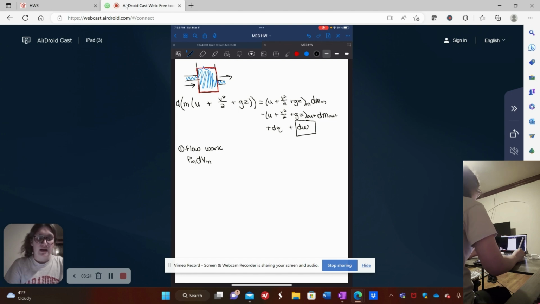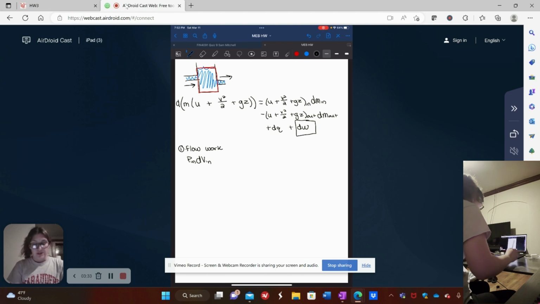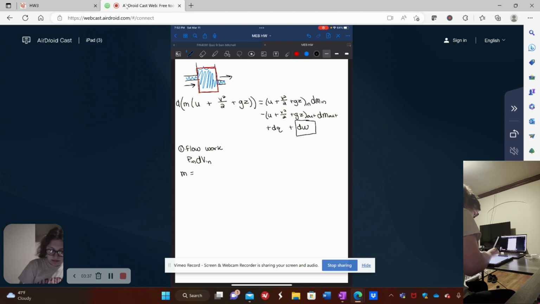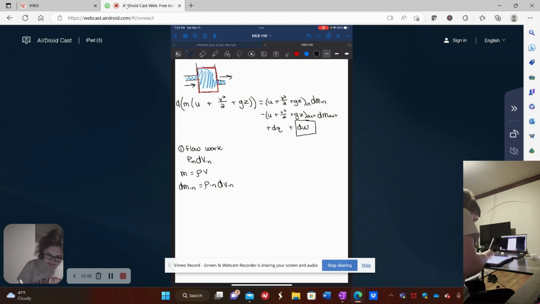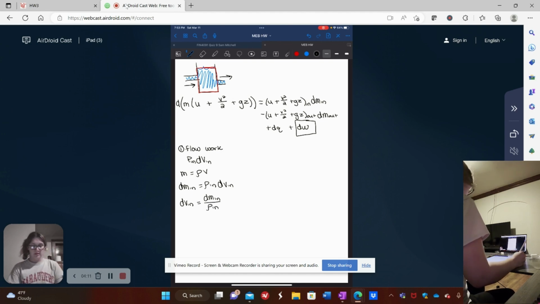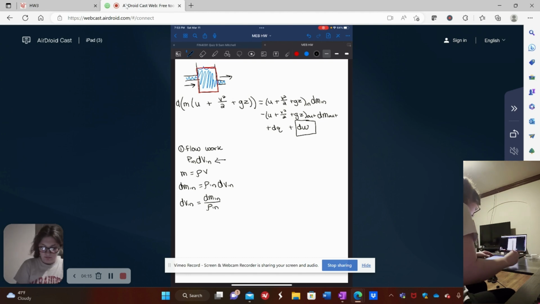Next, we can look at this and see that we have it in terms of volume, while the equation that we were looking at originally is in terms of mass. So we want to be able to switch that over. We can relate that by saying that mass is equal to density times volume. And then we can say the differential change in mass in equals the density in times the differential volume in. And then we just need to rearrange, so we can say that dV in is equal to dm in over density in. And then we can plug this into the equation that we had right here. And so we can say pressure at the inlet over the density at the inlet times dm in.